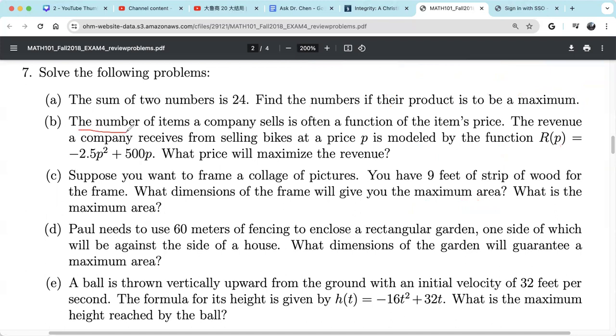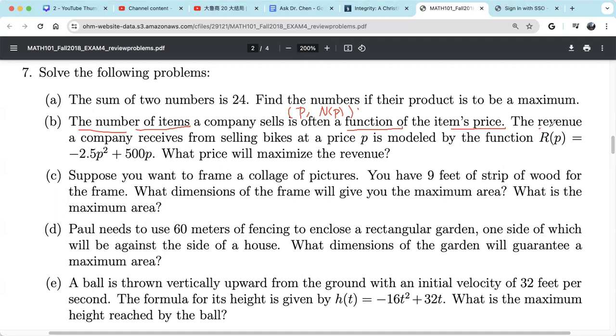B is saying the number of items a company sells is often a function of the item's price. So the number of items a company sells, maybe we use N, is a function in terms of the price P.